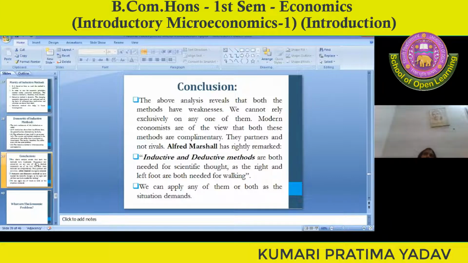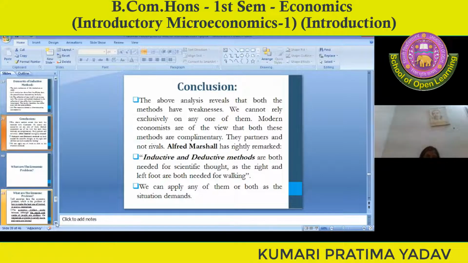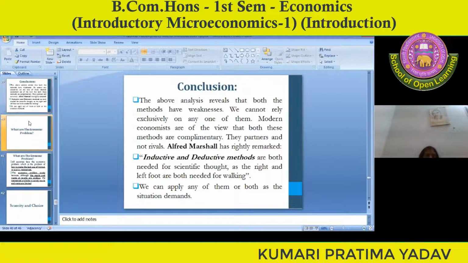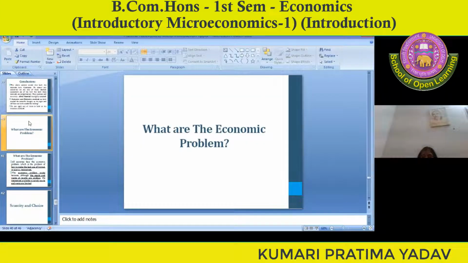So both are very important, and it depends what you are doing, what kind of question you are raising, what kind of things you are looking for. So we can apply any of them or both as the situation demands, which I have told you, depending on what kind of question you are raising. Two more things I will discuss in this, and then I will jump to what was supposed to be discussed today. I will try to hold that as well.